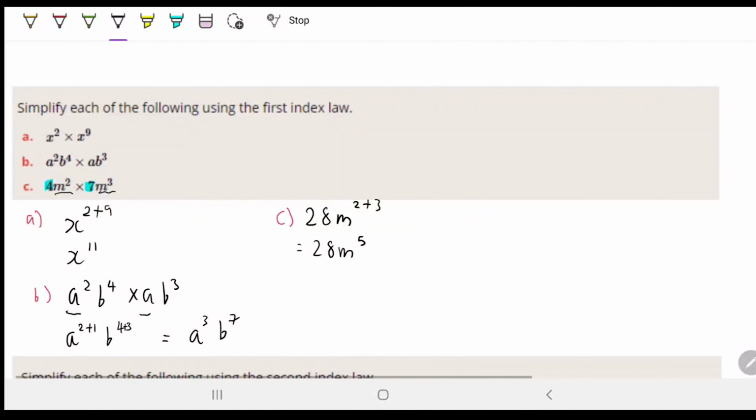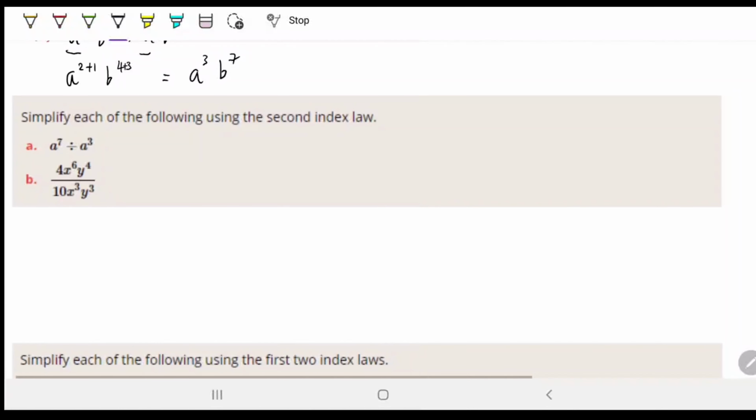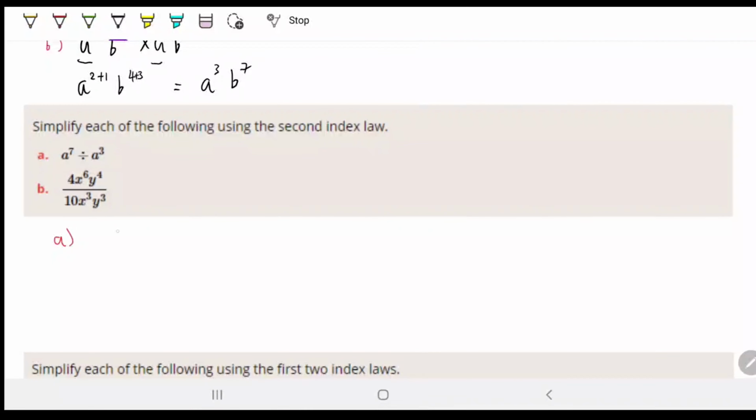Okay, and finally, let's go through these last couple. We have: simplify each of the following using the second index law. So remember, the second index law tells us if they are the same base, we are able to take away the powers. So a to the power of 7 divided by a to the 3, because they're the same base, we can take away the powers as it is division. So this becomes a to the 7 minus 3, which gives us a to the 4.